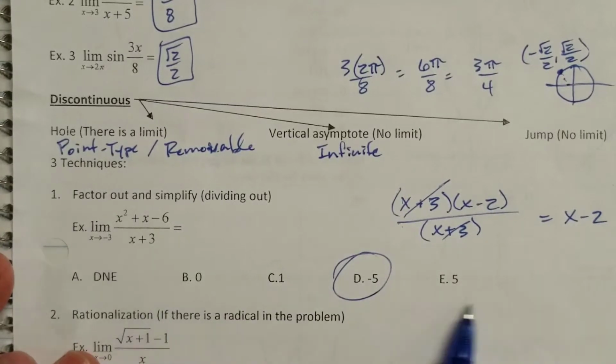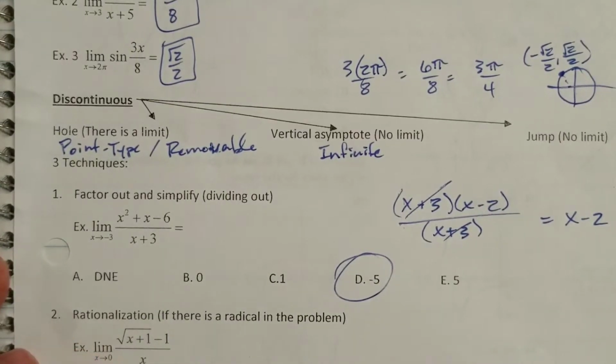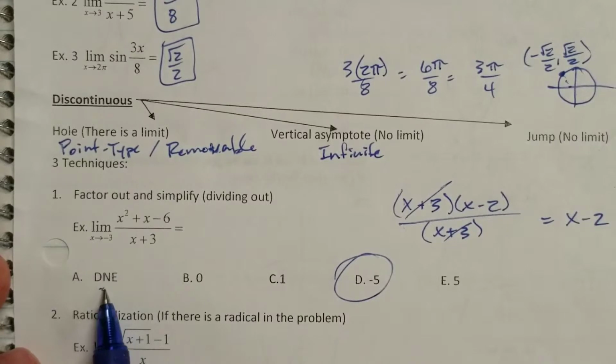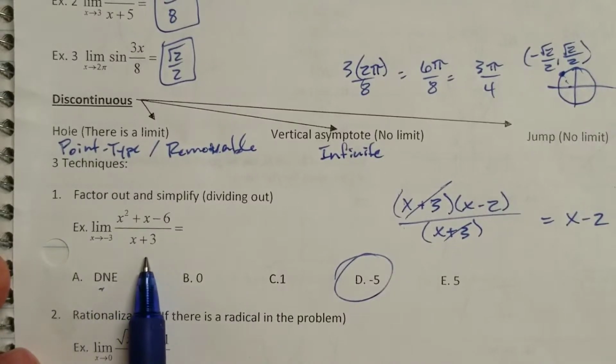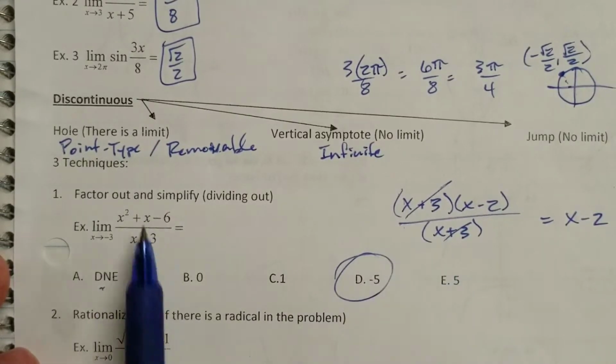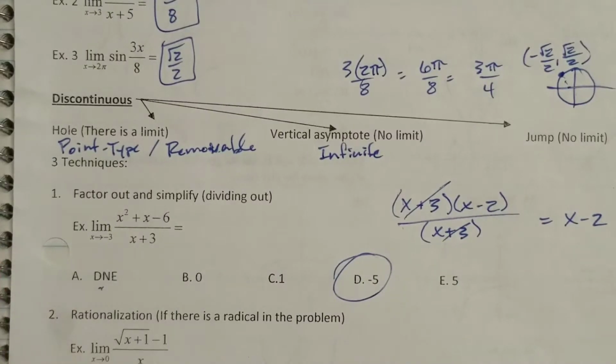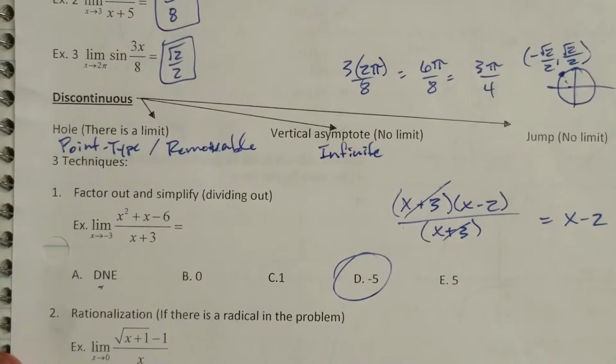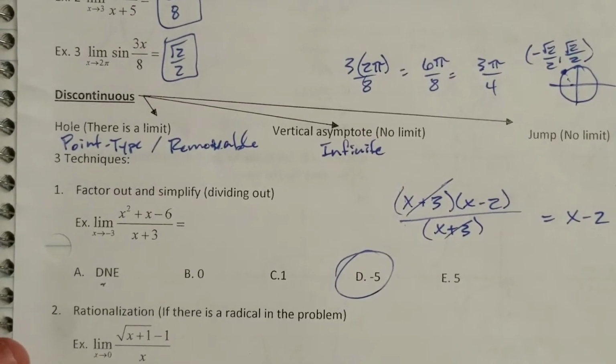You can see in a multiple choice question like this, a lot of people would put does not exist because that appears to be a vertical asymptote. But that is not the case. You have to check and see what type of discontinuity you have. So that one has point type, has a hole. All right, the next one.